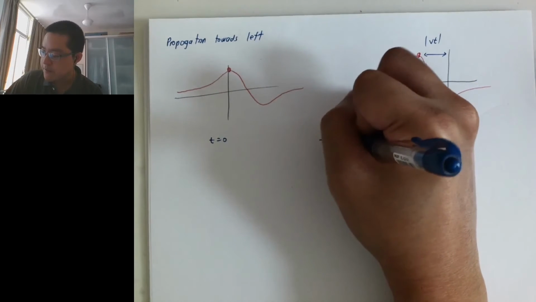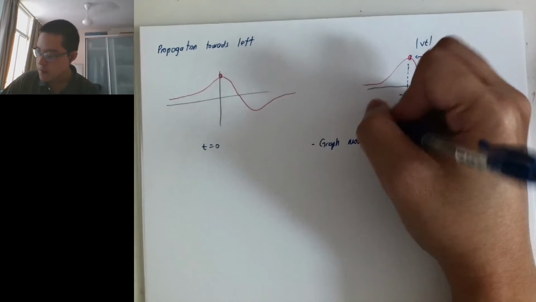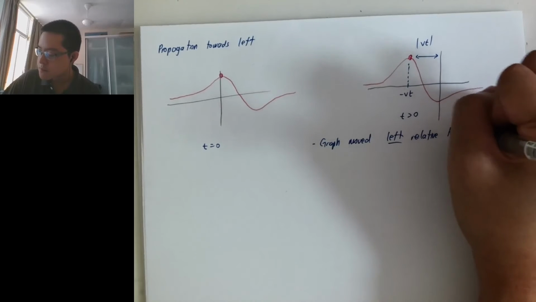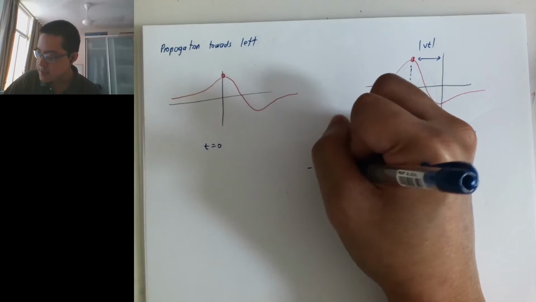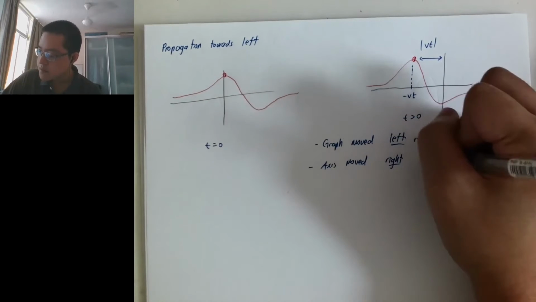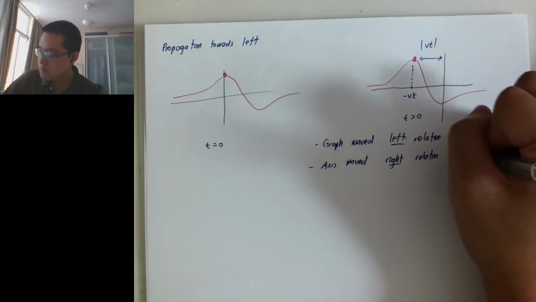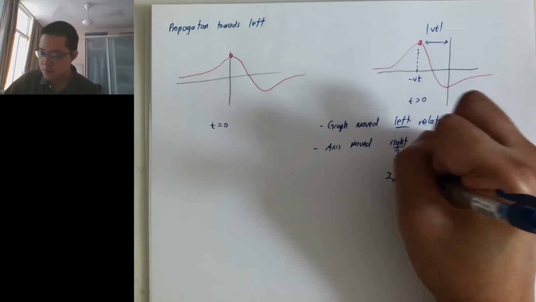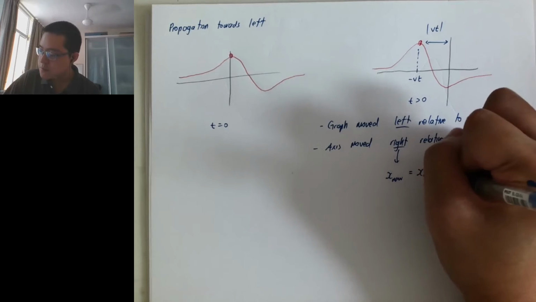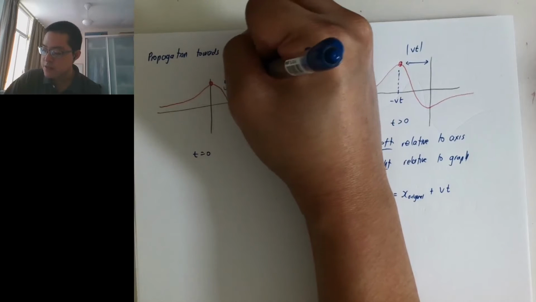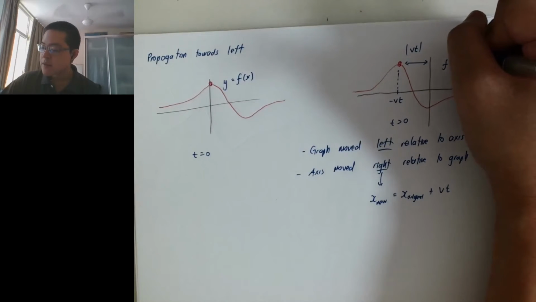So the graph moves to the left relative to the axis, and therefore the axis has moved right relative to the graph. So my x new is equal to my x original plus vt. If originally y is some function of x, then if I'm moving it to the left, y is equal to f of x plus vt.